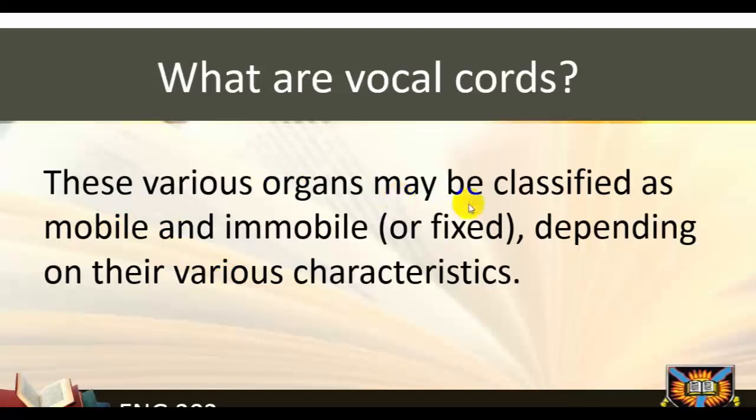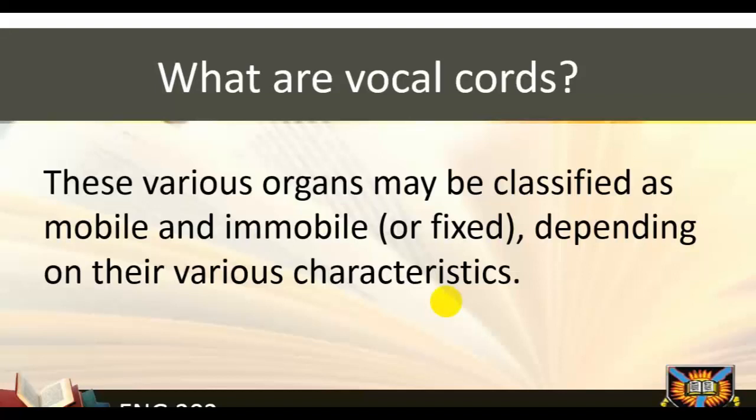These various organs may be classified as mobile and immobile, or fixed, depending on their various characteristics. The tongue is often considered mobile because it is movable, while the other organs, which are unmovable, are considered immobile or fixed. Margin note: active articulator or mobile articulator, the speech organ which moves towards another to produce a sound. Passive articulator or immobile articulator, the speech organ.